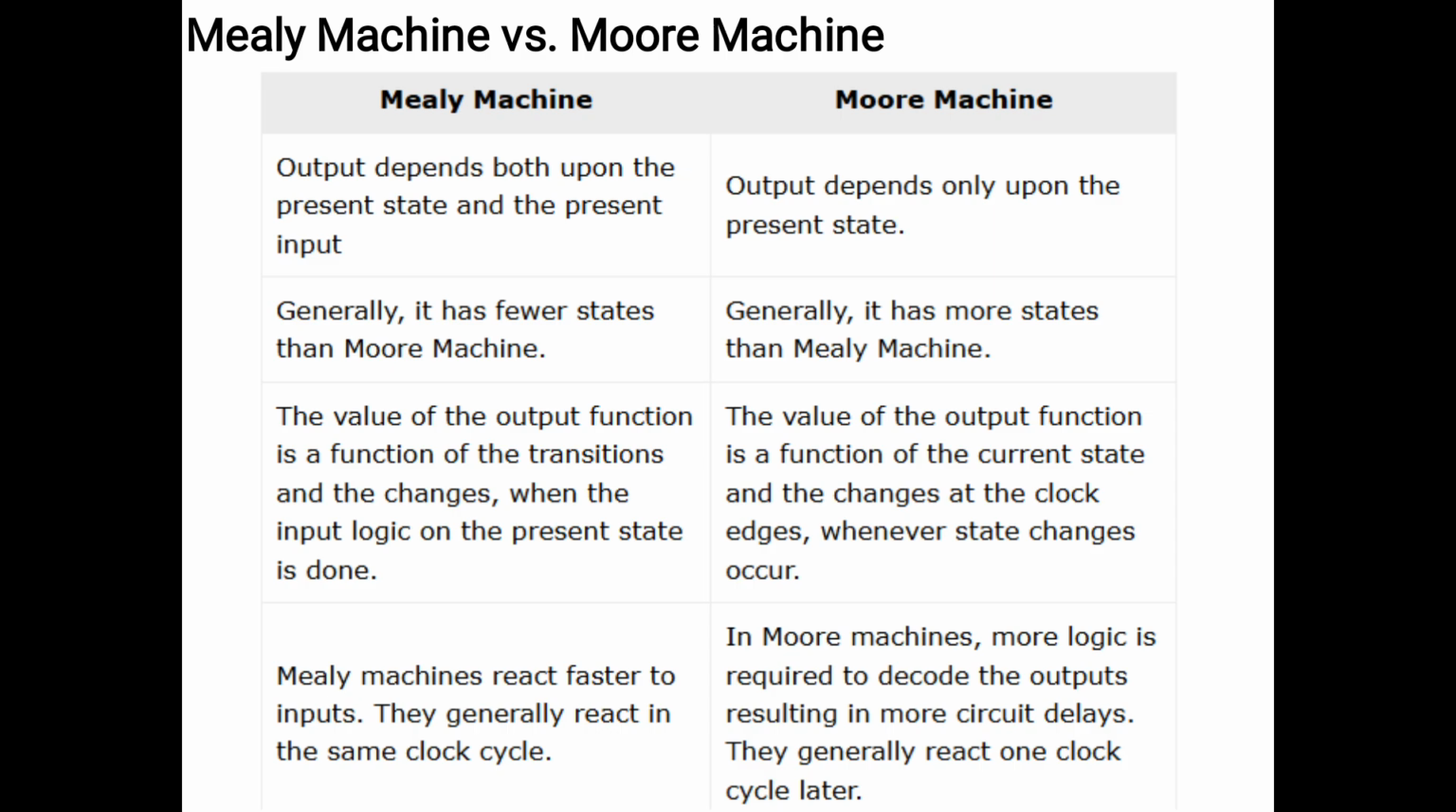Whereas in Moore machine, the value of the output function is a function of the current state and the changes at the clock edges whenever state changes are occurring. Mealy machines react faster to inputs, whereas in Moore machine, more logic is required to decode the outputs, resulting in more delay in the circuit.